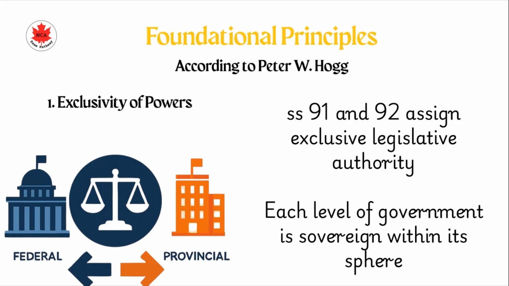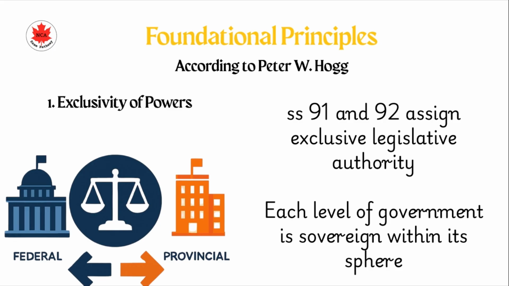Firstly, the principle of exclusivity of power comes directly from the structure of Section 91 and 92, where each level of government, whether federal or provincial, has exclusive authority within its assigned heads of power. This means that if a law falls within a valid head of power, it is constitutionally valid, even if it has incidental effects on the jurisdiction of the other level. Courts do not invalidate such a law merely because of overlap in effects.